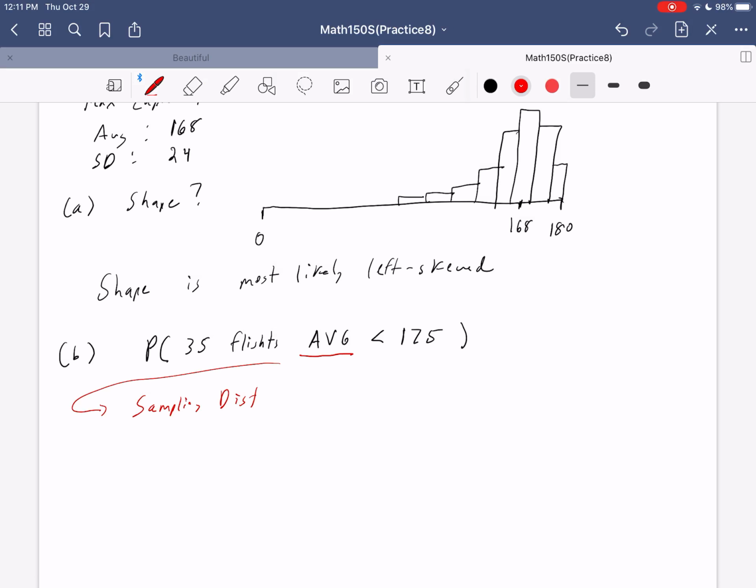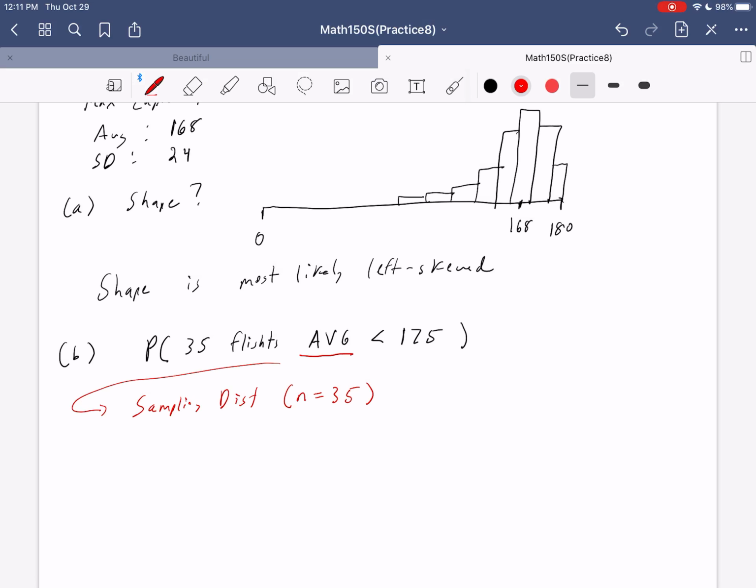Because what fundamentally is the sampling distribution? It's the distribution of the averages of groups of a particular size. And keep also in mind that the sampling distribution depends on the size of the sample. So how large are the samples or groups in this case? Well, we know that we're talking about groups of 35 flights. So this will be the sampling distribution with n equals 35.